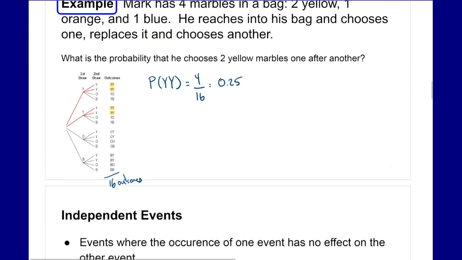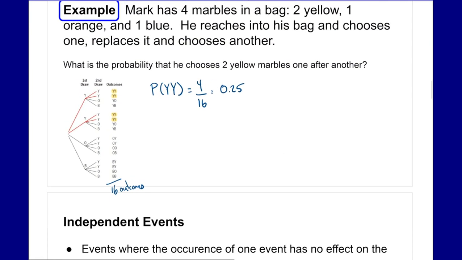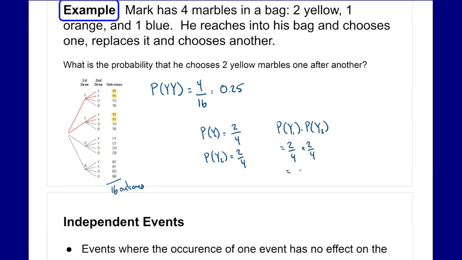So if we go back up here, if I look at the probability of the first one, the probability of getting a yellow on the first try is 2 out of 4. The probability of getting yellow on the second try is still 2 out of 4. So when I multiply those together, 2 over 4 times 2 over 4 gives me 4 over 16. So that's how independent events work, or when we're looking for the probability of independent events.